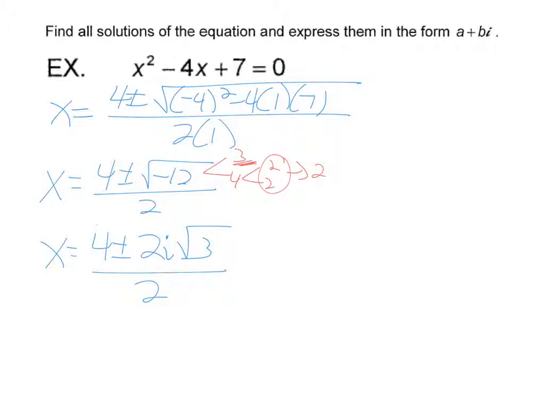Then you look at all three outside numbers. All three of these divide by 2, so we want to reduce it down. If I divide everything by 2, I'm left with 2 plus or minus i square root 3. And that automatically, because the fraction went away, is in the a plus bi form. We could put the i in the back, but sometimes that makes things confusing. So let's just leave it like that.